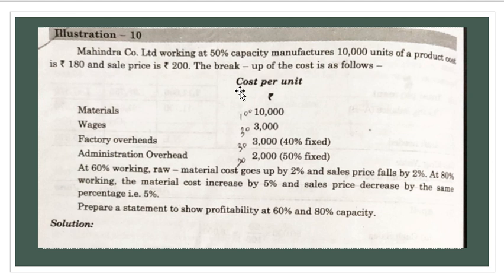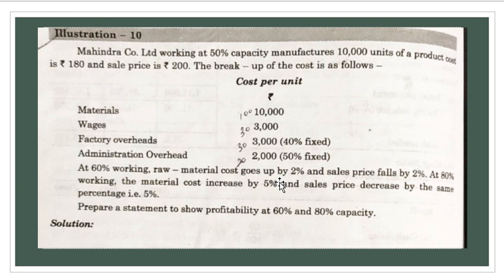At 60% working, raw material cost goes up by 2% and sales price falls by 2%. So what they have given for 50%, they have given the data. Then they have stated, if you are manufacturing at 60% capacity, your raw material cost will go up by 2% and your selling price will reduce by 2%. Next, at 80% working, material cost increases by 5% and sale price decreases by the same percentage, that is 5%. So if you are manufacturing at 80% capacity, the material cost will increase by 5% and the selling price will decrease by 5%.